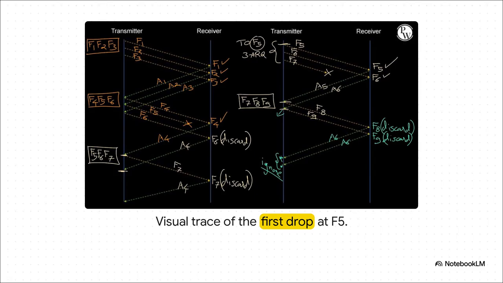But remember our rules for Go-Back-N? The receiver is expecting frame 5. When it sees 6 and 7 show up instead, it doesn't buffer them like Selective Repeat would. Nope, it ruthlessly discards them. So when Station A finally times out on frame 5, it has to retransmit that entire window starting from 5.